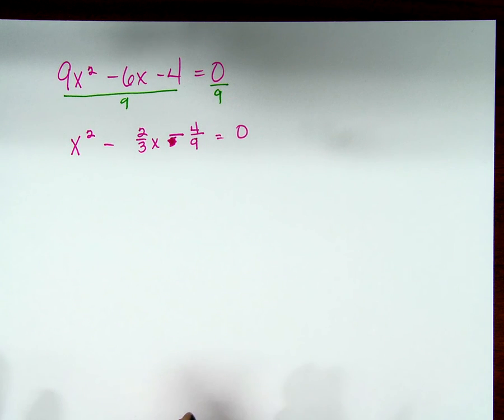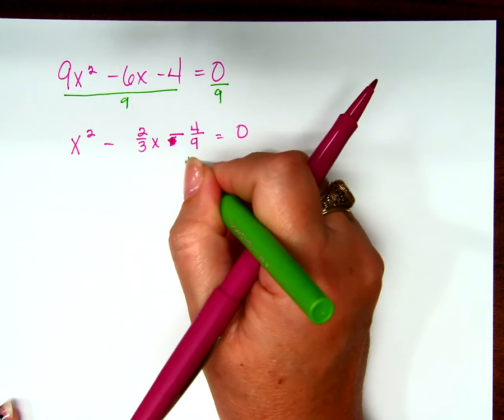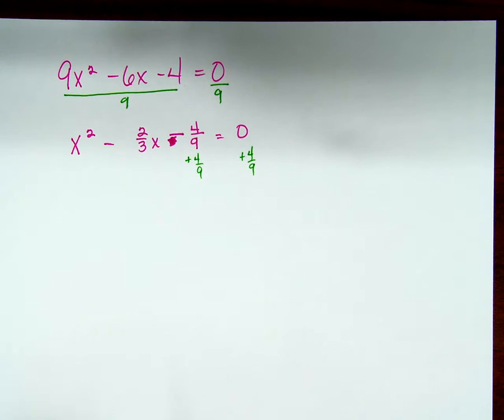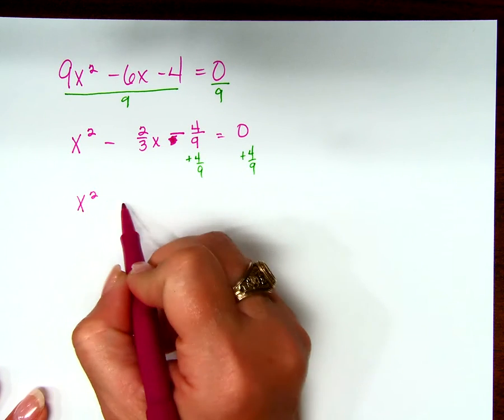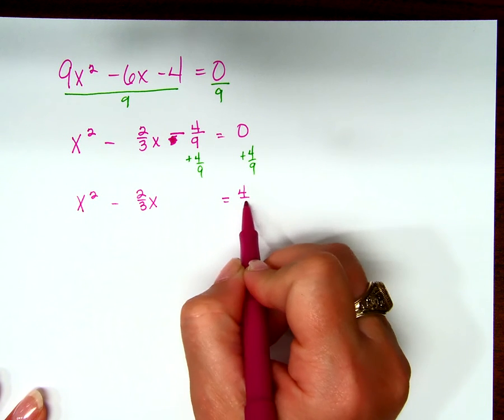Same as before, there's just a bunch of fractions, right? Get rid of this one. Add 4/9 to both sides. X squared minus 2/3 x, leave yourself a space, equals 4/9.